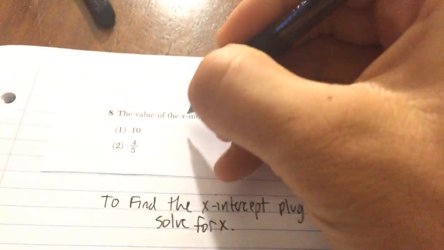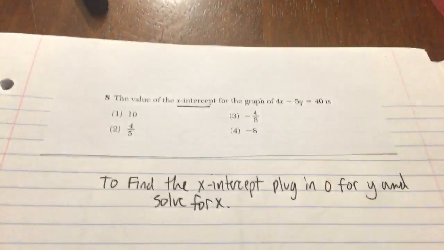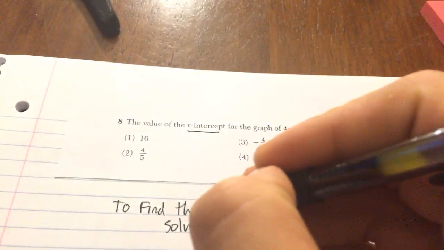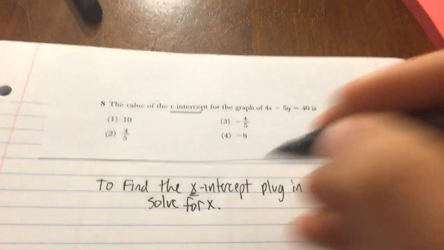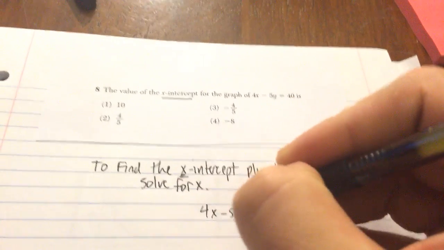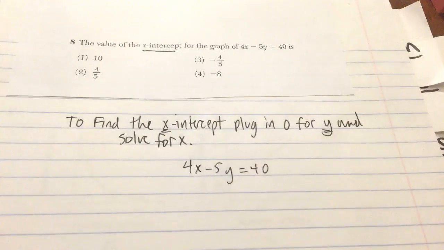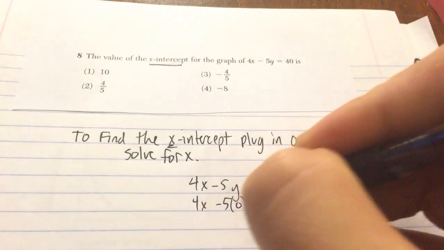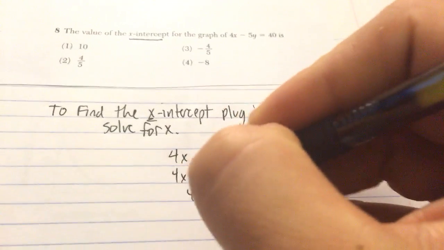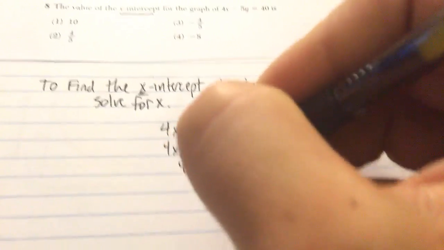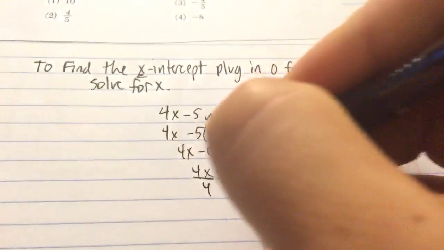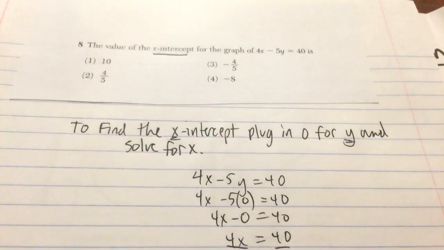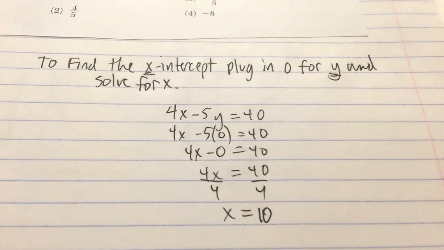Number 8 asks for the x-intercept. So to find the x-intercept, you're going to plug in 0 for y. Remember, you're plugging it in for the opposite letters. So if this is 4x minus 5y equals 40, I'm going to plug in 0 for y. X equals 10, choice 1.